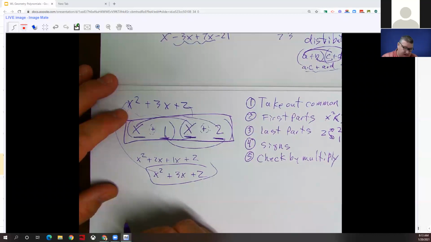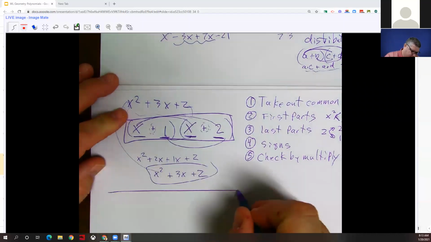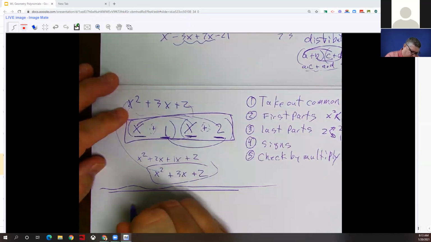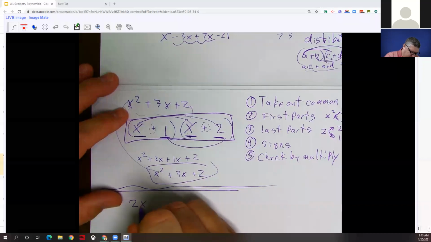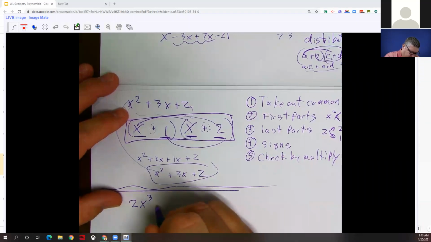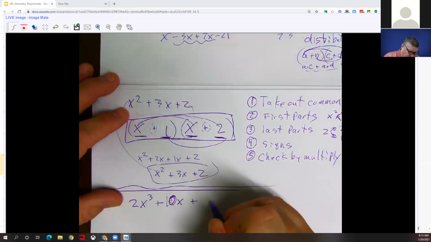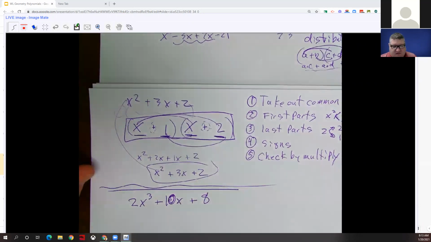Let's go ahead and do one more here. 2x to the third plus 10x squared plus 8x. Let's do this one.